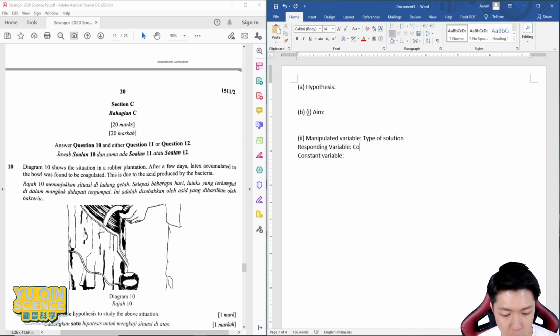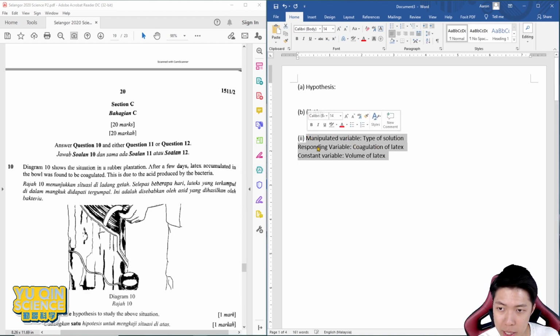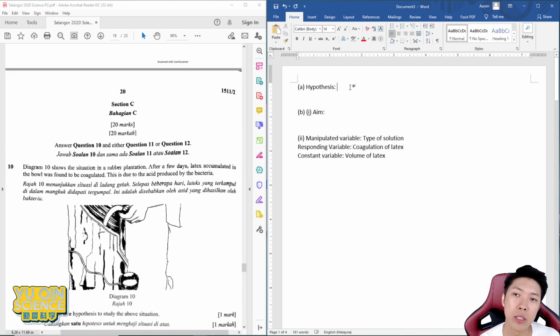So that will be coagulation of latex. Okay, the condition of the latex also can, but we write coagulation of latex. Constant variable means things that must be fixed. Something here should not change, which is the volume of latex. No matter whether you add acid or alkaline, it must be the same volume. Okay, next. Once we are done with this, go back to your hypothesis and think about the format again.